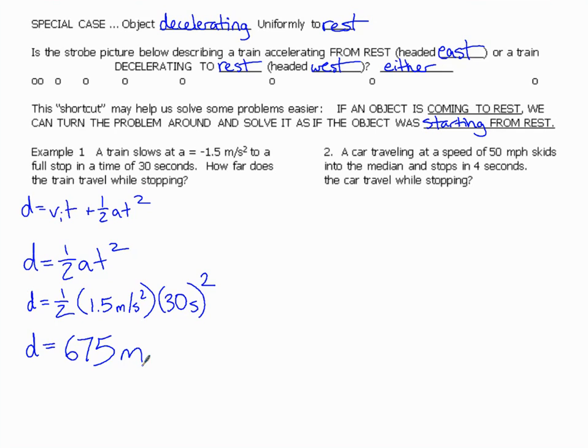So this says that if we started from rest, accelerating at 1.5 meters per second squared for 30 seconds, we would have traveled 675 meters. The actual question started at our final velocity, it started at speed and we came to 0, but the acceleration was the negative version of this. It was still 30 seconds. This is the distance that the train would have traveled to stop.